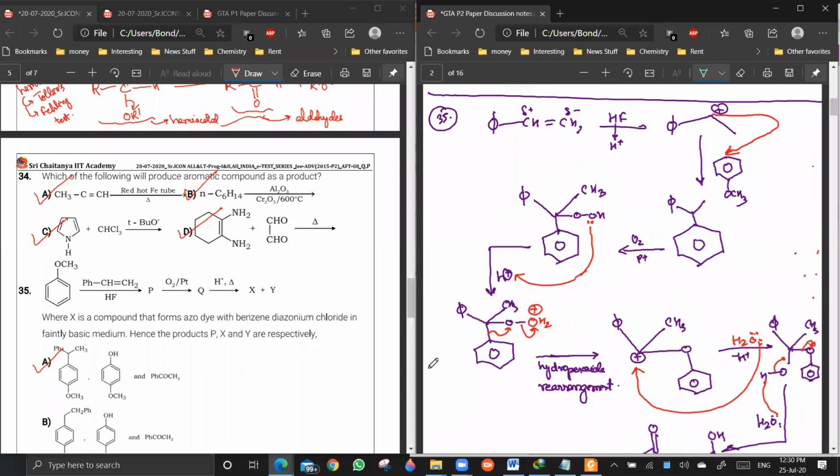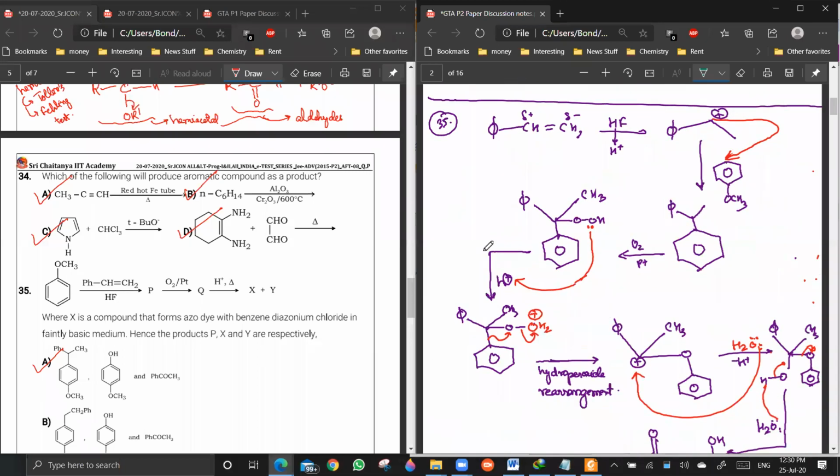Yes, sir. Okay, so in 35, basically, if you are using HF, it is a weak source of H+, so it will generate this carbocation. Okay, and you have a benzene ring, so the attack will take place at para position. We'll get this type of product. Now, if you are using O2, this hydrogen can be abstracted easily, and you'll get a radical here. So O2 itself behaves like a diradical.